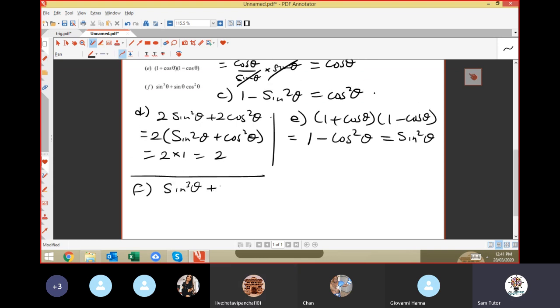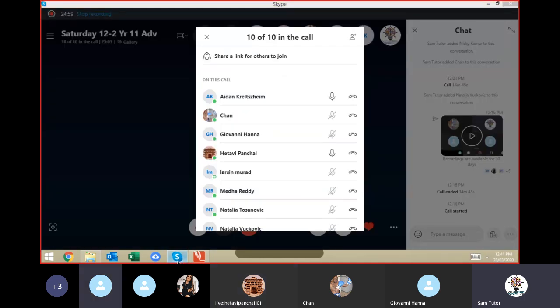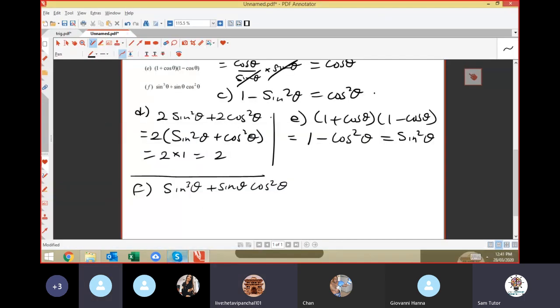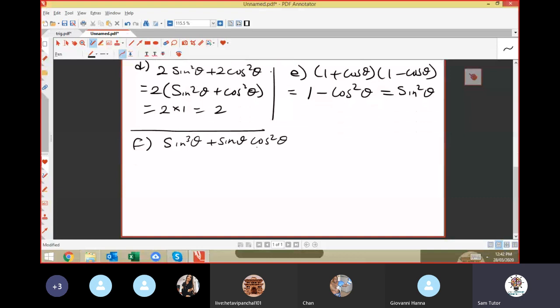F. Sine cubed minus sine theta cos squared. All right. Let's do this one together as well. What do you see that's common in both? Sine. Sine. Yep. So what are you going to take out then? You're going to take out sine theta. And then what are you left with? Sine squared plus cos squared theta. All right. Giovanni, does that make sense what we've done there?